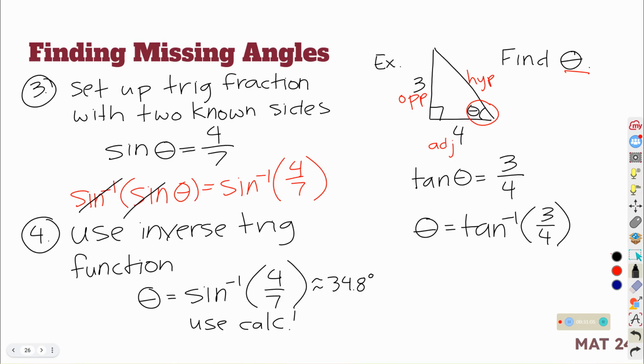Last step, Natalie, what do I do? Very good, put it in our calculator. And it's probably going to give us a rounded decimal. I'm going to give my answer in degrees because that's what my calculator is set to. And I get 36.9 degrees rounded. I see at least one person nodding, which is a good sign.